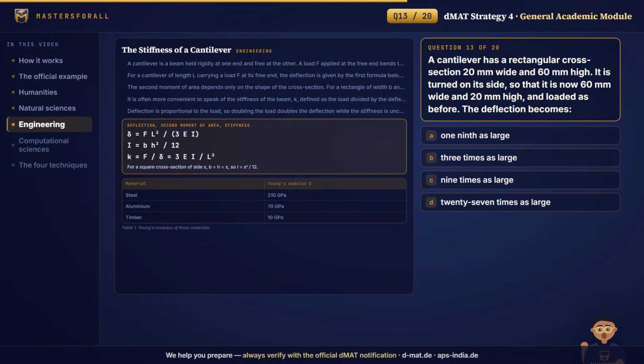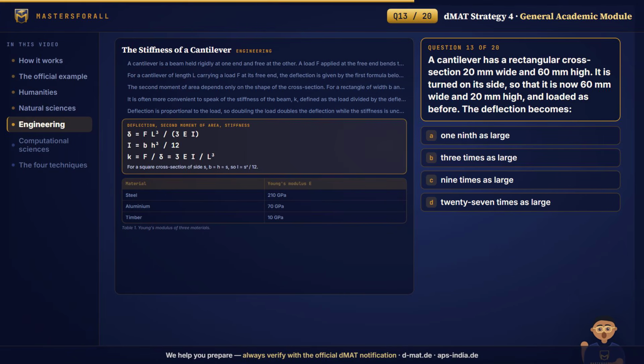Question 3. A cantilever has a rectangular cross-section, 20 millimeters wide and 60 high. It is turned on its side, now 60 wide and 20 high, and loaded as before. The deflection becomes A. 1/9 as large, B 3 times, C 9 times, D 27 times. Nothing outside the cross-section changed, so the whole question is what happened to the second moment of area?